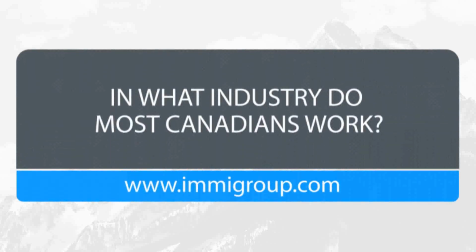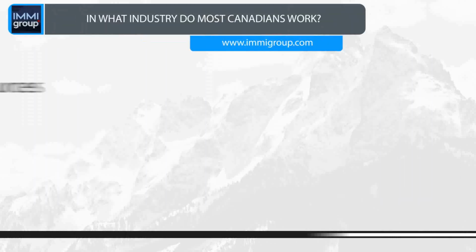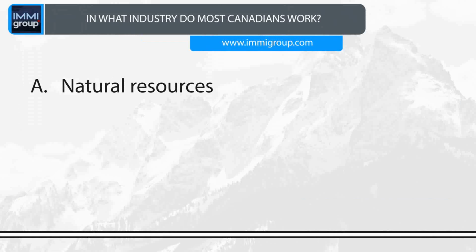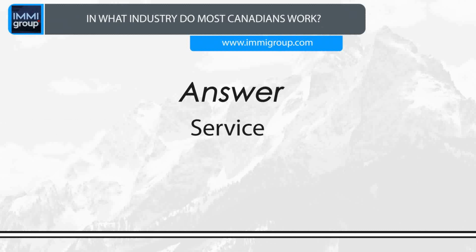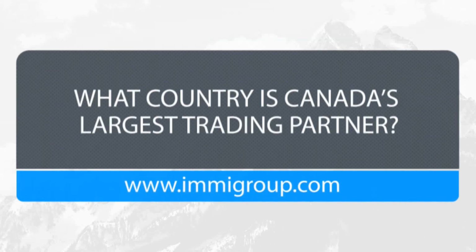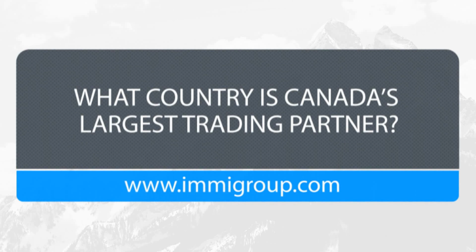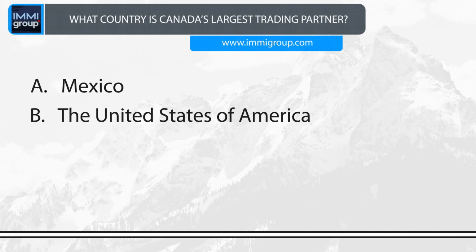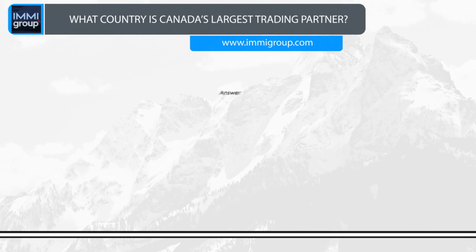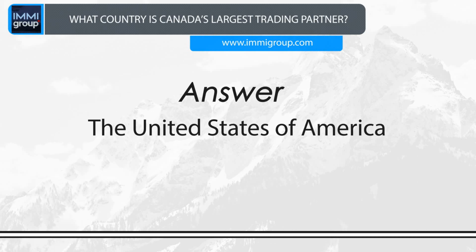In what industry do most Canadians work? A. Natural resources. B. Tourism. C. Service. D. Manufacturing. Answer: Service. What country is Canada's largest trading partner? A. Mexico. B. The United States of America. C. China. D. Japan. Answer: The United States of America.